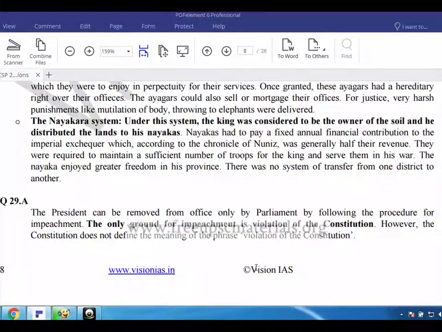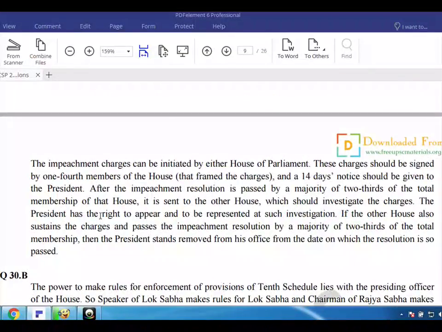Q29.a The President can be removed from office only by Parliament by following the procedure for impeachment. The only ground for impeachment is violation of the Constitution. However, the Constitution does not define the meaning of the phrase violation of the Constitution.